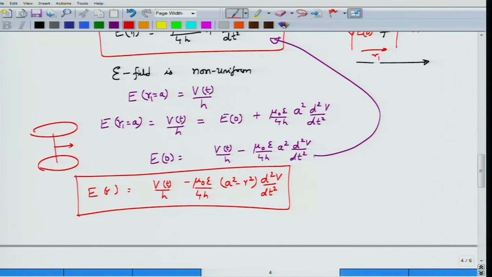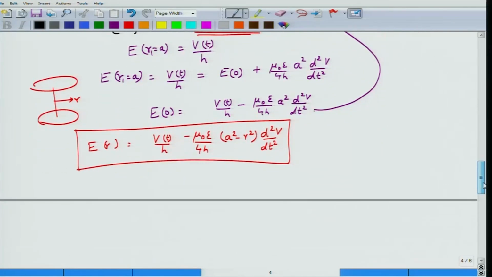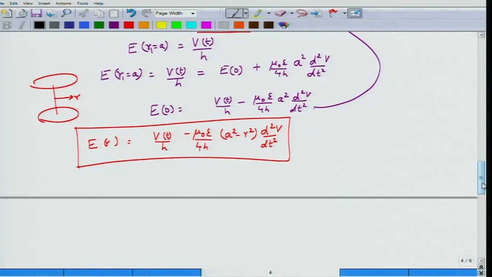So, this is the center, and if you go along the direction r as I have shown here, this would be the electric field, and clearly this electric field is non-uniform. Now, the only thing that we would like to know here is what is the EMF around the loop, or what is the EMF that is induced from the center at axis rho equal to 0 to the outer edge of the capacitor.